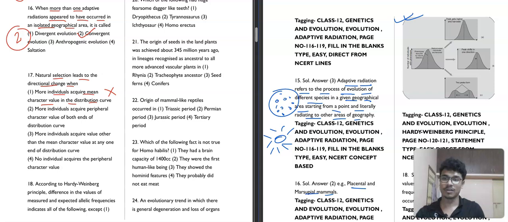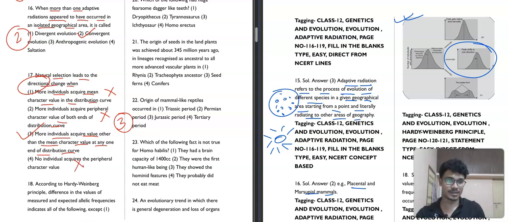Then, more individuals acquire peripheral character value at both ends of the distribution curve. This is also not correct. Directional change it is saying. So, more individuals acquire a value other than the mean character value at any one end of the distribution curve. So, basically you can see this is the directional change. So, the third option will be your correct answer for this question.